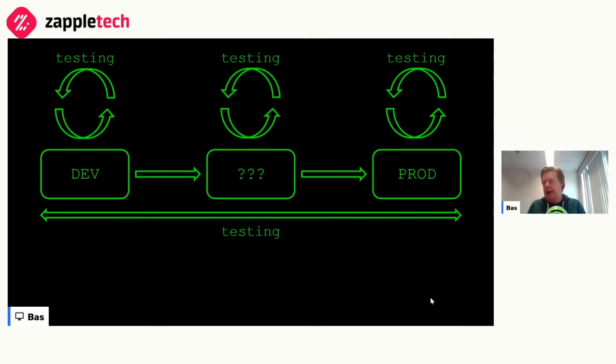We're testing everywhere and all the time. We're testing in a local development environment, we're testing in production, we're testing in any stage or environment that's in between those two, and we test all the time. And why? Because we want fast feedback.